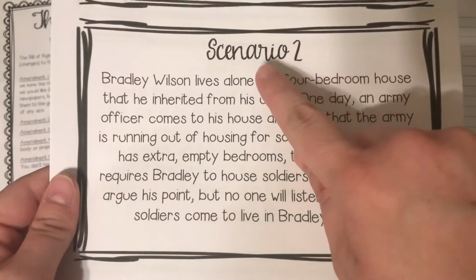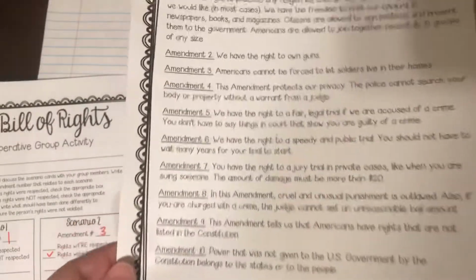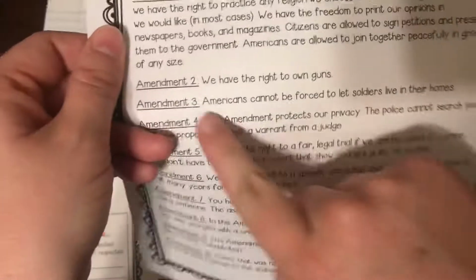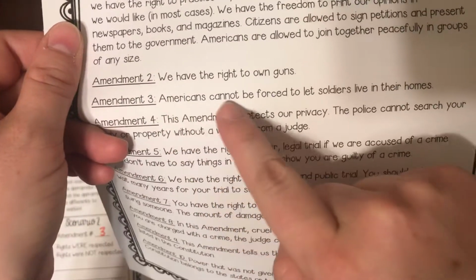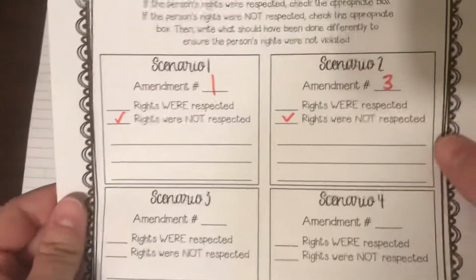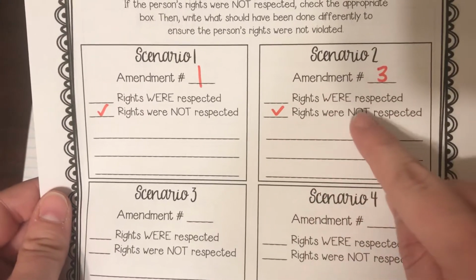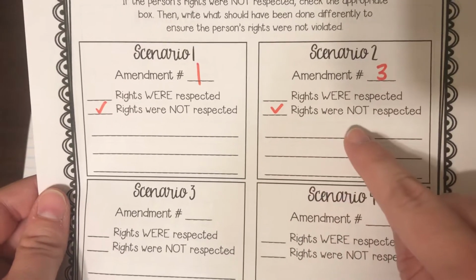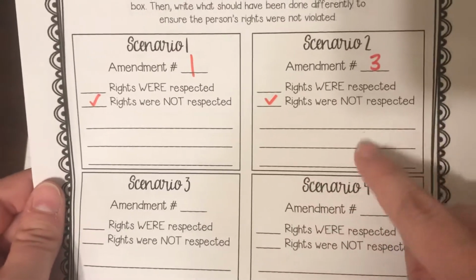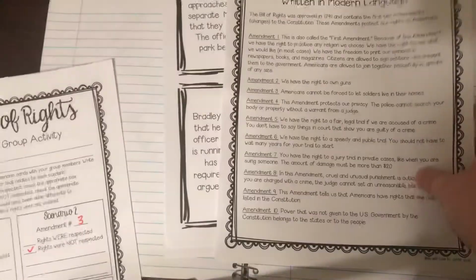So, scenario 2, what is this talking about in the amendments? It's actually talking about Amendment 3. Americans cannot be forced to let soldiers live in their homes. That means Amendment 3 is represented here. Were their rights respected? No, their rights were not respected. They still had to live in their home with soldiers, even though they didn't want them to be there. So that's something that they could argue against.